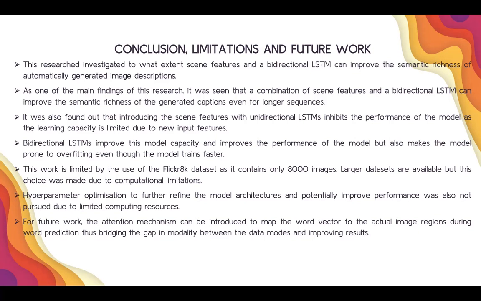To discuss some of the limitations of the work, we used the Flickr 8K dataset. This dataset is fairly small, as it contains only 8,000 images. There are larger datasets like the MS COCO and the Flickr 30K, but due to computational limitations, we used the Flickr 8K dataset to be able to conduct a proper experiment. As also part of the limitations, we did not pursue hyperparameter optimization to further refine the model architectures. This could potentially have improved performance, but it was not pursued, once again, due to computing resources.